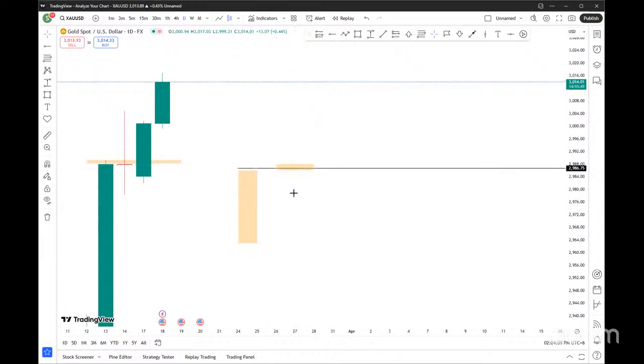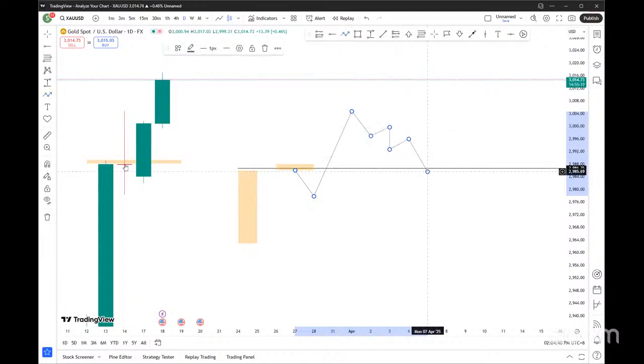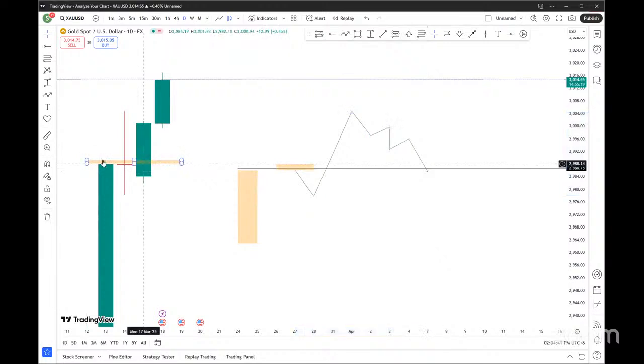Let me draw it out first. So you see here, we open up here, right? We already created a higher low, correct? And then we pushed all the way to the upside. And then we came back down slowly. We came down, we came down, and then we closed exactly at this resistance. So you can see how the body closed exactly at the previous high.